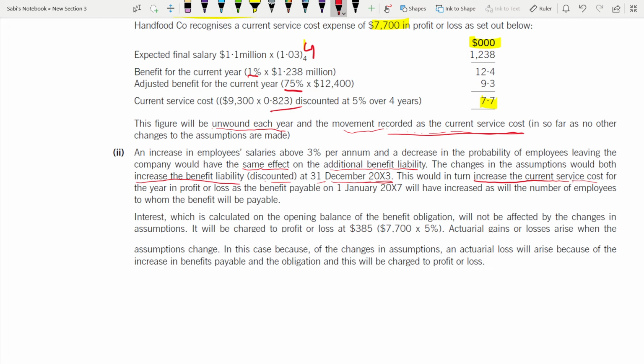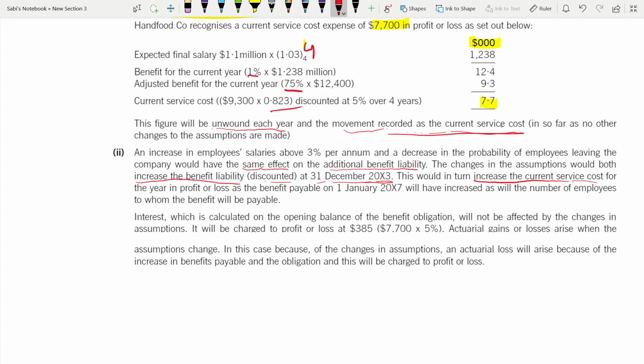Next, decrease in the probability of employees leaving. That means more employees are staying. That means 75% are currently staying. So if the 75% is increased to 90%, that means more employees will get the benefit. So that's why that benefit liability will increase. Because that benefit liability will increase, what happens? Current service cost also will increase for the year in P&L, as the benefit payable on 1st of January will have increased as well as the number of the employees to whom benefit will be payable. Just now what I told.